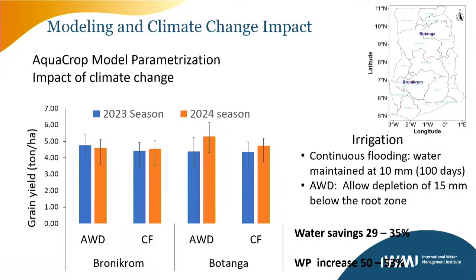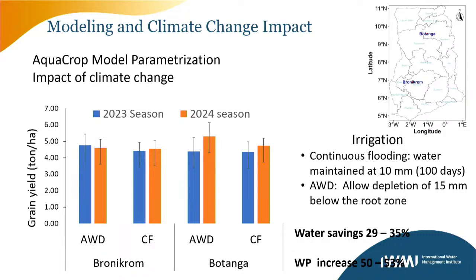So what we did actually is we selected 2 agroecologies in Ghana, the Bontanga region and the Bronyicrom region. These are 2 different agroecologies with distinct characteristics in terms of hydrology, land use, and farming system practices. Once the model is calibrated or validated in these regions, then it is ready for application. So we selected some scenarios like continuous flooding, which is normally called farmer's practice. And then the AWD, which is application of water when the water level in the farm field is lower than a certain depth. For that, 15 millimeter was selected, which is below the root zone.